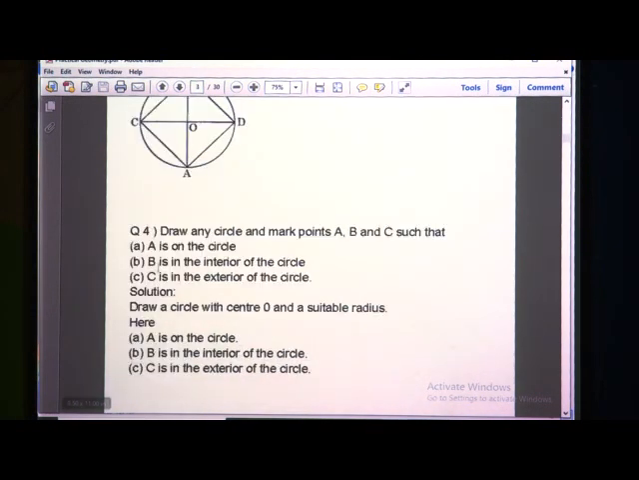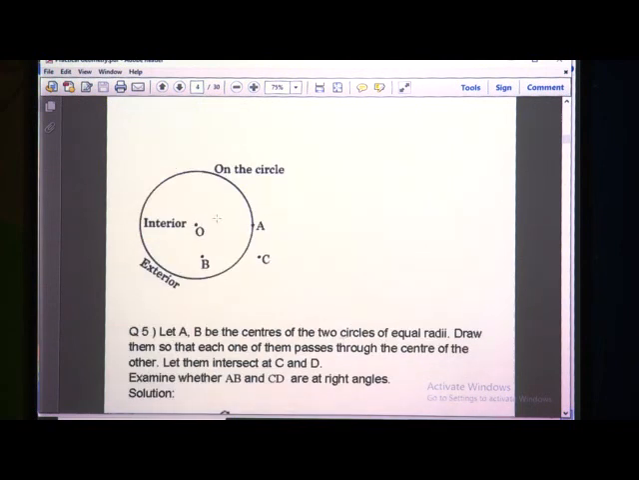Now, next example: draw any circle and mark points A, B and C such that A is the point on the circle, B is in the interior of the circle and C is in the exterior of the circle. So, let us draw a circle and mark these points. Step 1, draw a circle with center O and suitable radius. We have to take the center O and with the suitable radius just draw a circle.